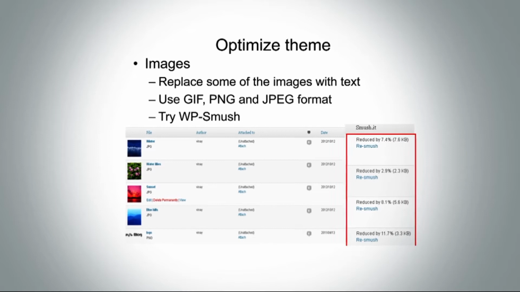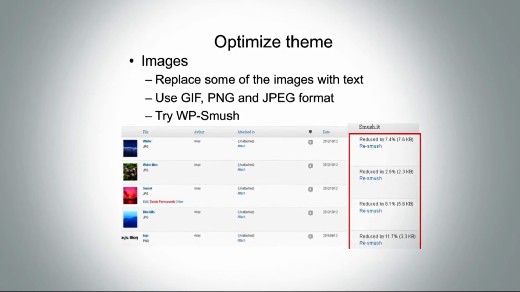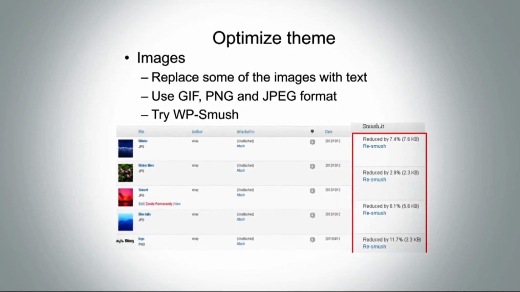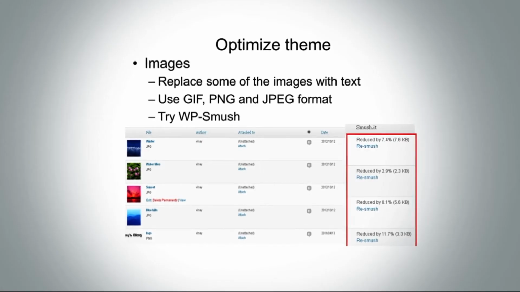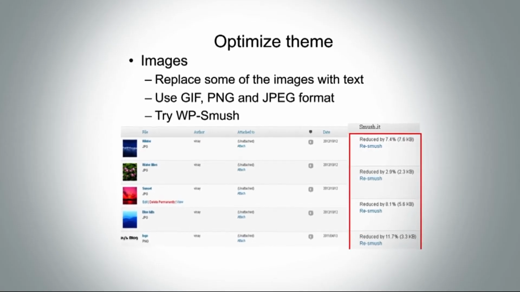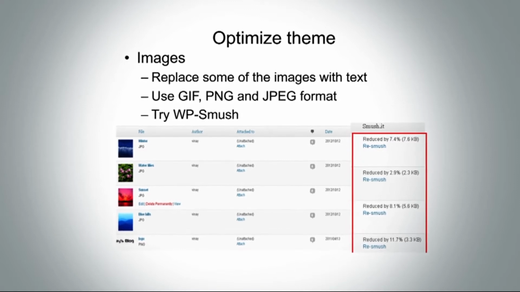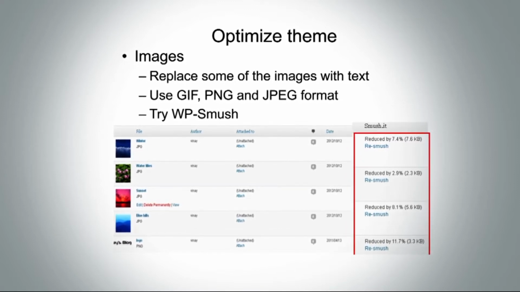Now images. Images are a part of the theme, though you can also use plugins, but I have put this in the theme section because mostly we use images in the theme. Replace some of the images with text if possible. In most cases we can replace header and title images with text. In the menu section too, if possible, we can replace images with text.